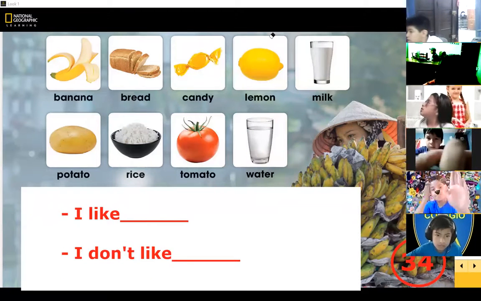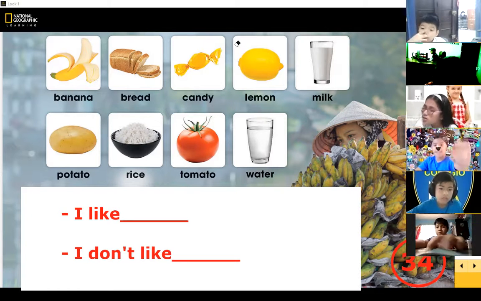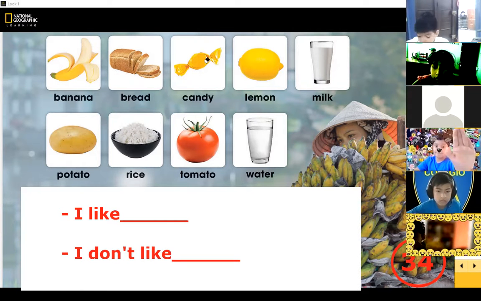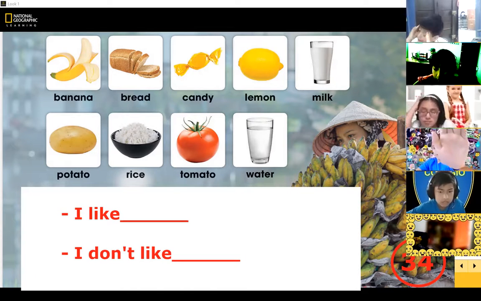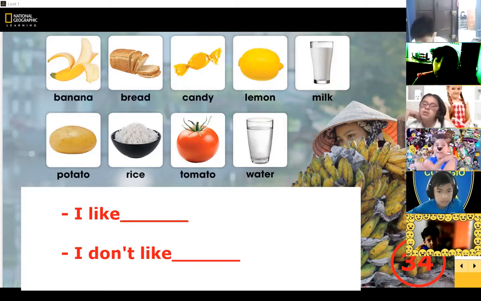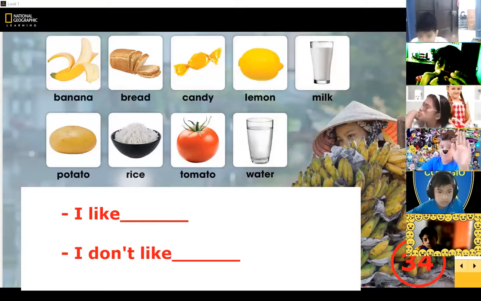Hello, teacher. Okay, Henry, please make your example. Something that you like and you don't like. I like bananas. Very good. Something that you don't like. I don't like tomato. Excellent. Very good. Thank you very much, Henry. Now I'm going to ask Alexander. Alexander, please tell me your example.